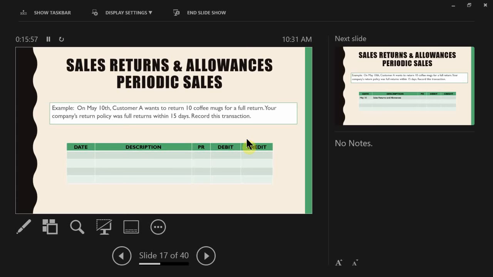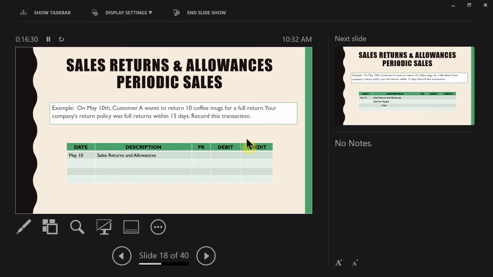And now I need to create a sales return and allowances, okay? This is going to be a contra account, okay? And this is going to reduce the sales, right? Because in this case, sales is finite, meaning once you have a sale, you can't undo it, okay? You have to create a line item or another account to go against it. So you have to create a contra account for this, right?